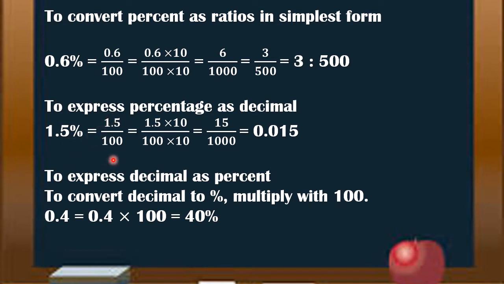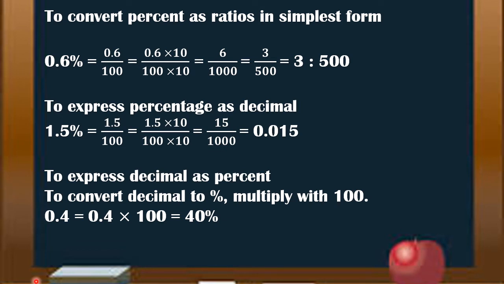To express a percentage as a decimal, 1.5%. Okay, 1.5 by 100. Then remove the decimal. So 15 by 1000. Three zeros are there in the denominator, so in the numerator we must have three decimal places. Here only two digits are there, 1 and 5. So to get three decimal places, we need to add one more zero. So 0.015. Is it clear?